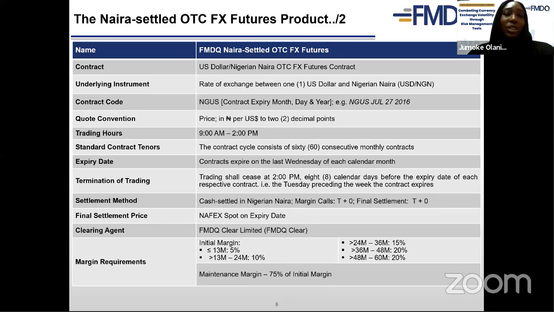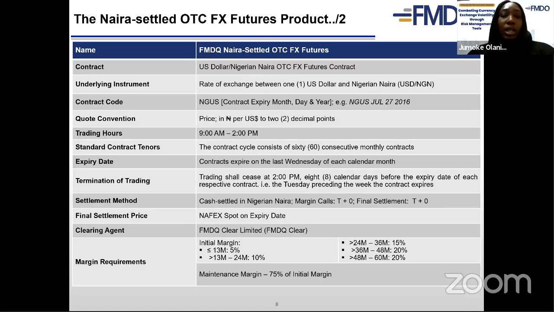What I have here is what we call the product features of the OTC FX futures contract. Nothing new from, I think, what I've said before. It's a dollar naira OTC FX futures contract because it's an exchange rate contract. The contracts are in monthly cycles. We currently have 60 monthly contracts, which means you can hedge out up to 5 years, depending on the type of foreign exchange transaction that you're trying to hedge. The rates of the contracts are usually quoted to 2 decimal places. This is in alignment with the way we quote the Nigerian naira to 2 decimal places.